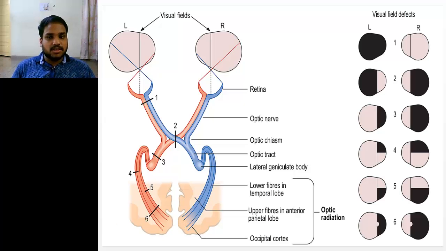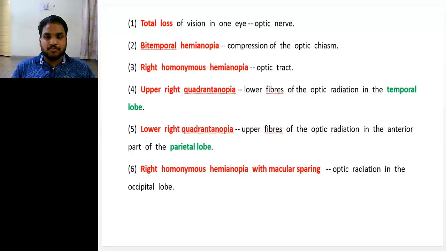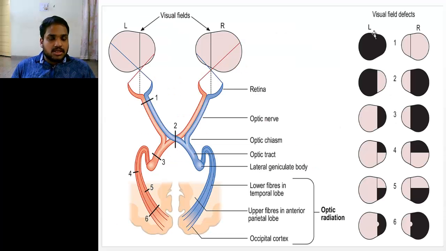So let us see what are the visual field defects. First of all, there is a total loss of vision in one eye, right? This is the total loss of vision in the left eye when there is a lesion of the left optic nerve, right? The left optic nerve has undergone damage, so in the left eye there is total loss of vision, right?